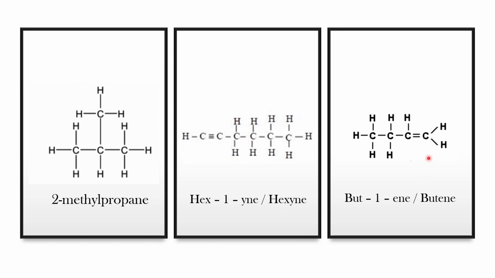Pay special attention to this one. You don't say but-4-ene, you say but-1-ene, because you always count from the lowest side. So you count from 1, 2, 3, 4 and not 1, 2, 3, 4, because you count closest to this bond here.